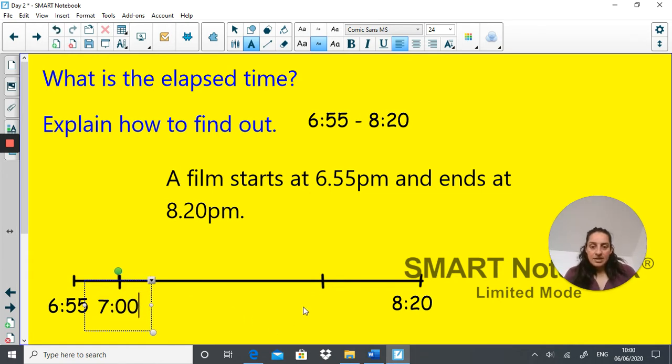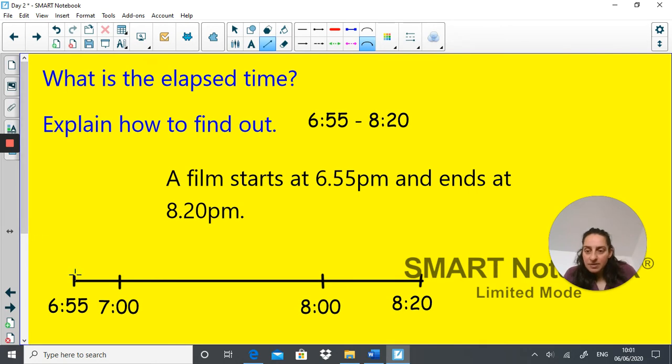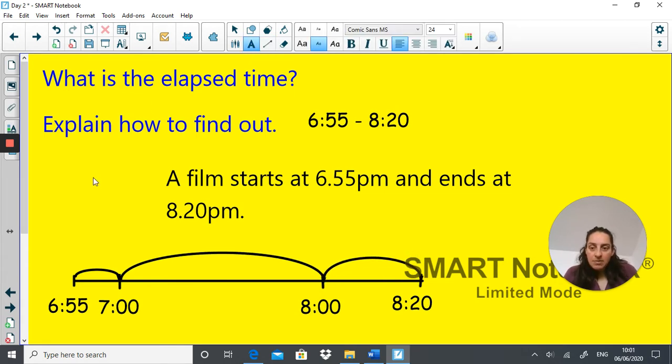7, 8, and let me put my leaps in if I can find the correct. Here we go. So I'd put a leap in here, a leap in here and a leap in here. I'll label them as 6:55 to 7 is 5 minutes. 7 to 8, as we know, is 1 hour, and 8 to 8:20 is 20 minutes.